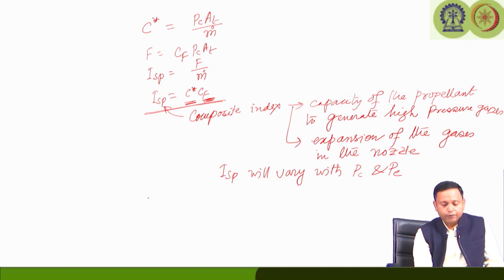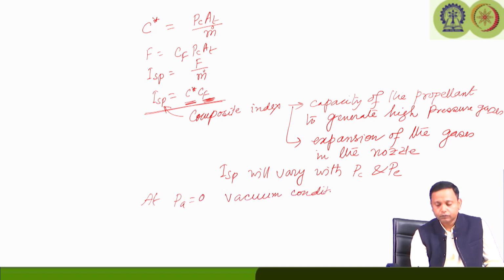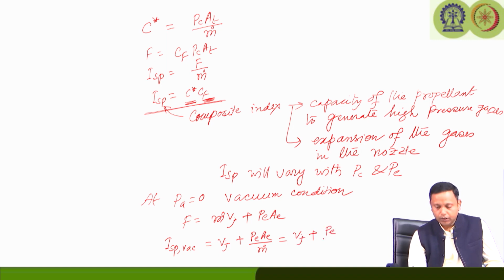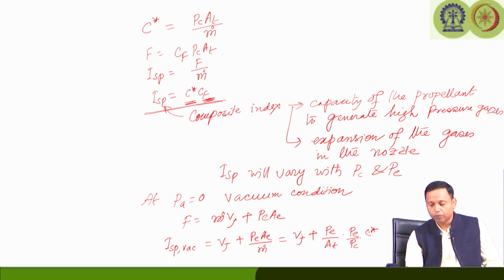Now, looking further at P A equal to 0, which is like a vacuum condition, we can write the thrust equation as m dot V j plus P into A. So, from there you can write the equation for ISP vacuum is going to be equal to V j plus P A by m dot, which is going to be equal to V j plus P by A t into P by P c into C star. So, we are combining the other parameters into this equation.